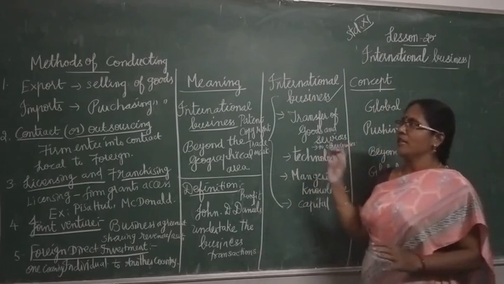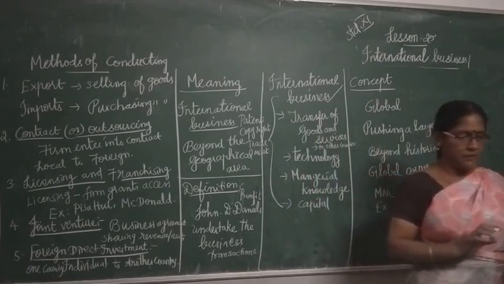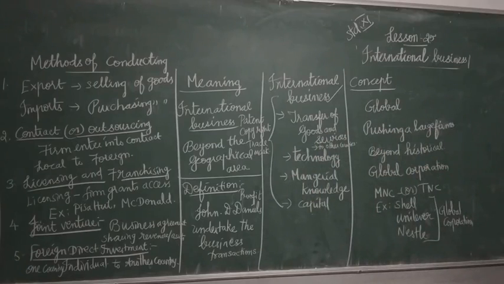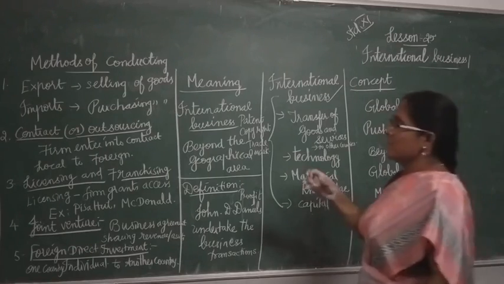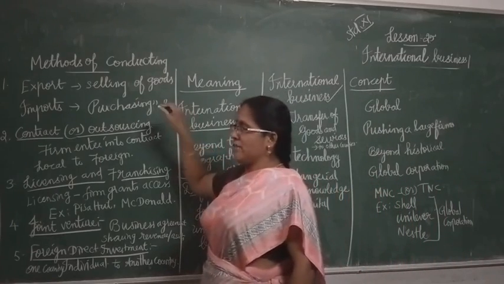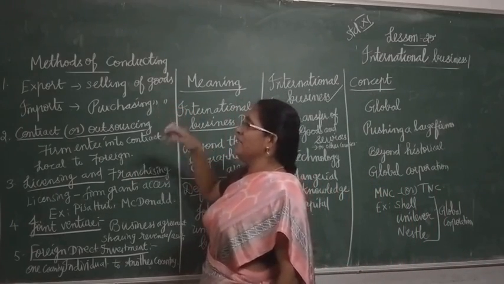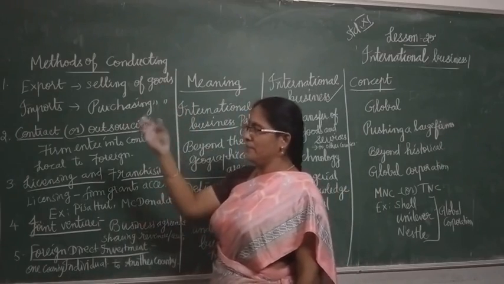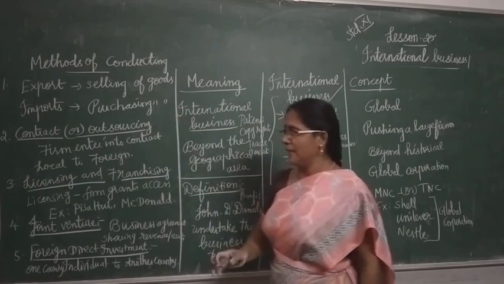Now, what are the methods of conducting international business? Already we have discussed the export trade, import trade, franchising, outsourcing, everything we have learned, isn't it? So the first one is exporting and importing. What is meant by exporting? It denotes selling of goods and services from the home country to a foreign country. Similarly, import means we are purchasing goods from a foreign country to the home country.